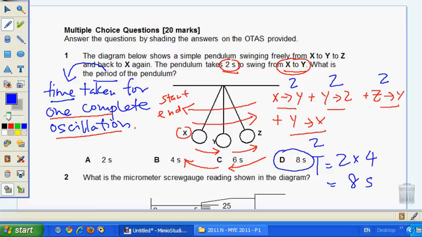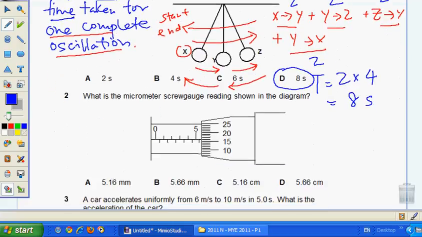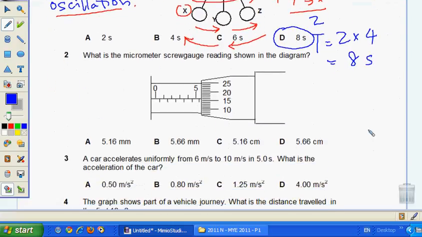So you must read the question very carefully. Where is X to Y, and what is one complete observation? This is the method to solve question 1. Okay, what about question 2? Let's look at question 2.